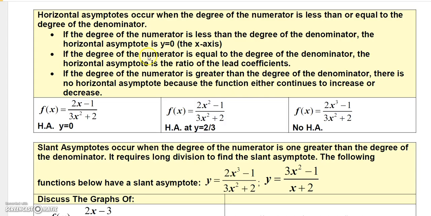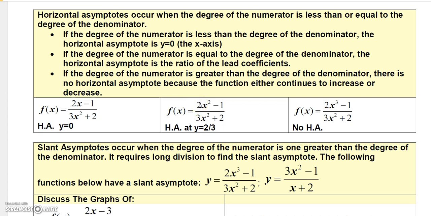Let's look at the next case. If the degree of the numerator is equal to the degree of the denominator, the horizontal asymptote is the ratio of the lead coefficients. So look at the second example here. Here, the degree of the numerator is 2. The degree of the denominator is 2. So therefore, we have case 2. So in that case, the horizontal asymptote is the ratio of the lead coefficients.